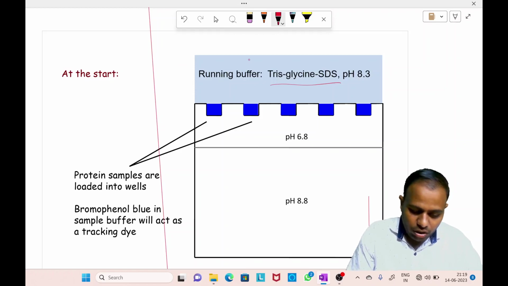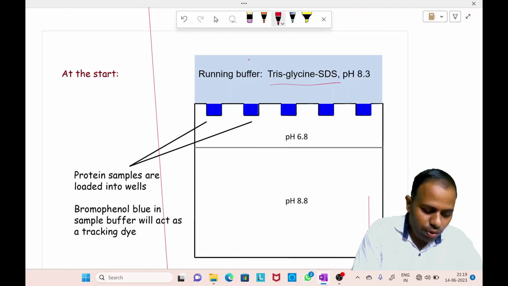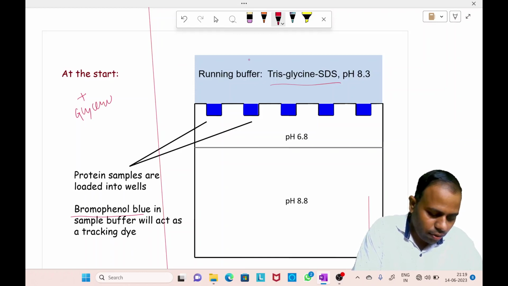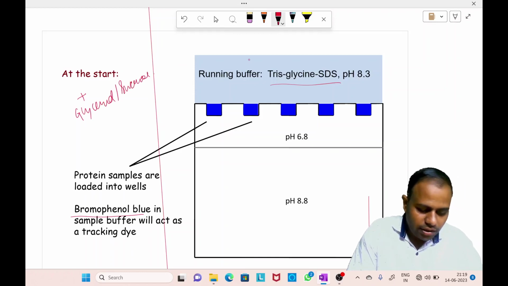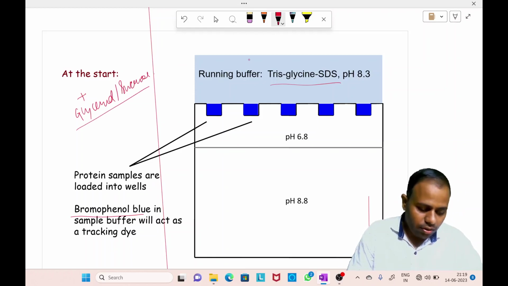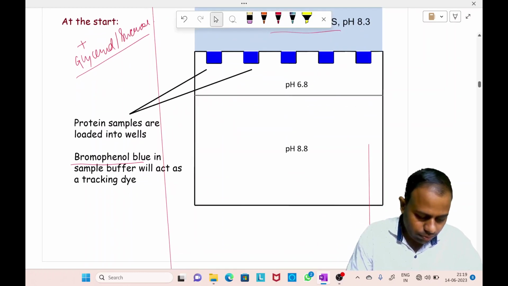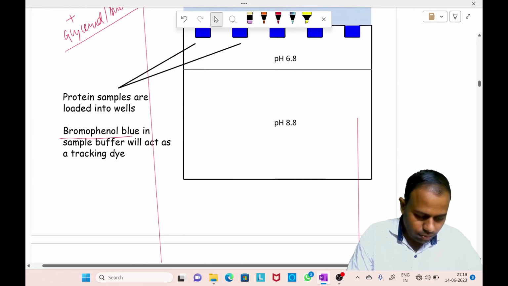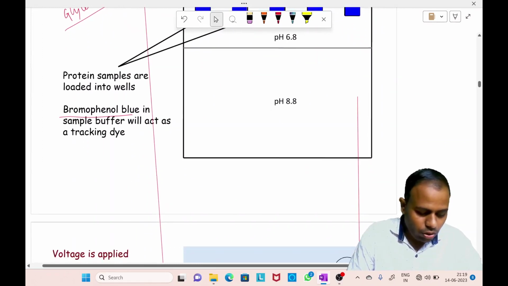The tracking dye, or the sample loading dye that is used for proteins, generally contains bromophenol blue. Then it contains glycerol or sucrose. Yes, this gives the density.